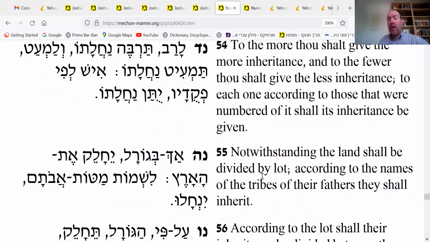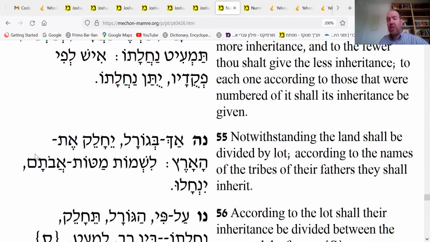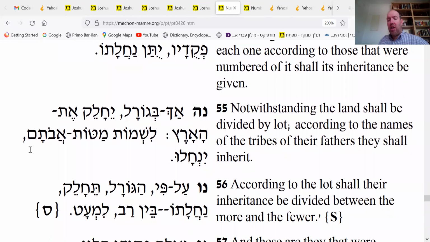Notwithstanding, the land shall be divided by lot, according to the names of the tribes of their fathers they shall inherit. According to the lot shall their inheritance be divided between the more and the fewer. So there are instructions here that it has to be given in consideration of the numbers. Does this relate to the numbers of the tribes or the families within the tribes? That's debated amongst the commentators, but we take into consideration the numbers of people. In other words, larger populations should receive larger lots of land, but this should be done by lot, right?